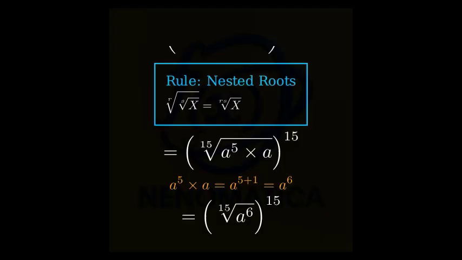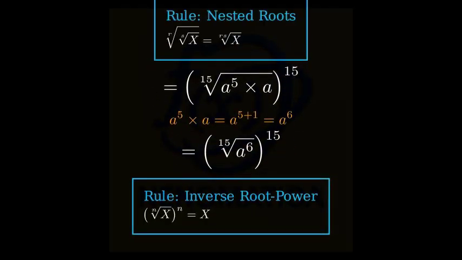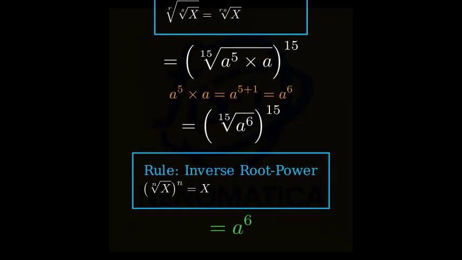We will now use the inverse relationship between an nth root and the nth power. The rule says the nth root of x, all raised to the nth power, simplifies to x. Applying this with n equals 15, we simply get the radicand. Therefore, the simplified result is a to the 6th.